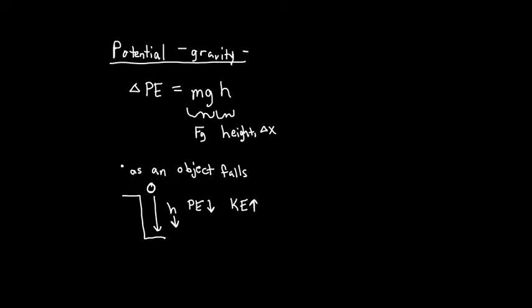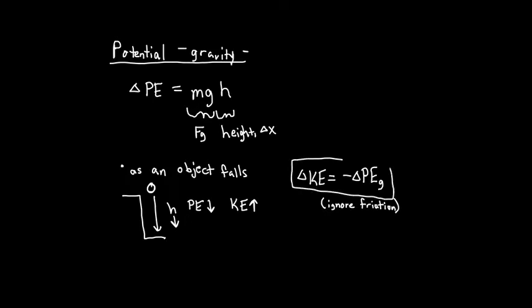And what we notice when we drop objects is that whatever increase I have in kinetic energy is equal and opposite to the change in potential energy due to gravity. So as long as I ignore friction and air resistance, any potential energy that I have due to gravity gets turned into energy due to motion, kinetic energy. This brings us to a very important concept about energy: its conservation.